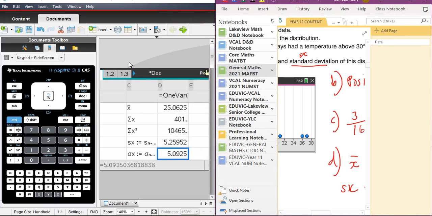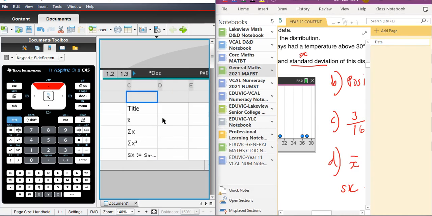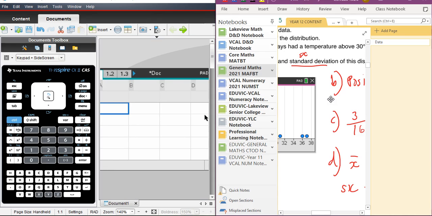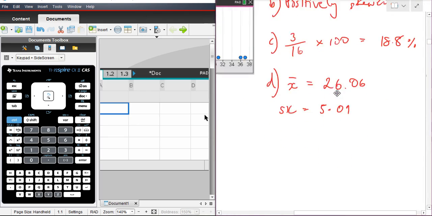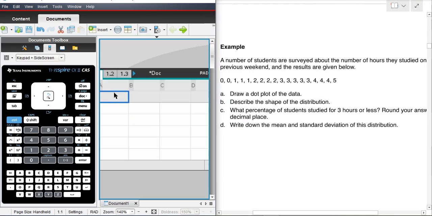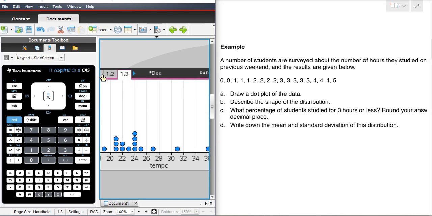So let's do that. On my calc, again, I've cheated already. I've put this in previously, so I'm not going to put the numbers in manually because I've already done it, and I've called it hours, I believe, or maybe not. What did I call this? Or maybe I called it study. I can't remember. Nope. Okay, well, I guess I'll have to put the numbers in for you guys.